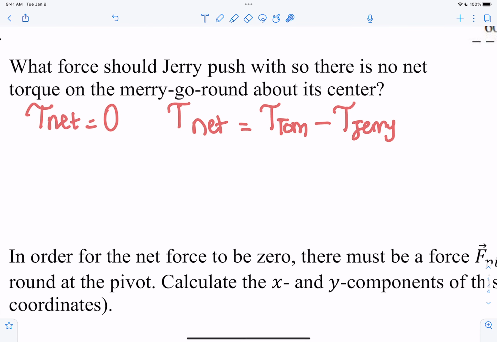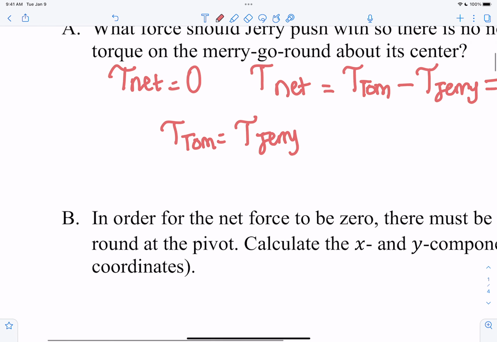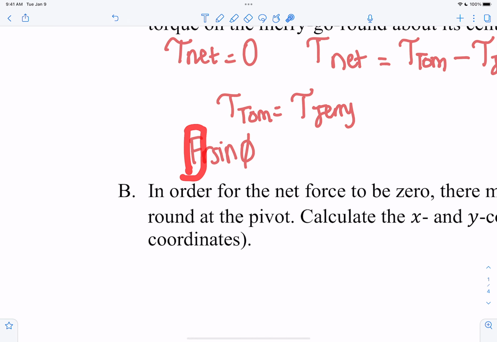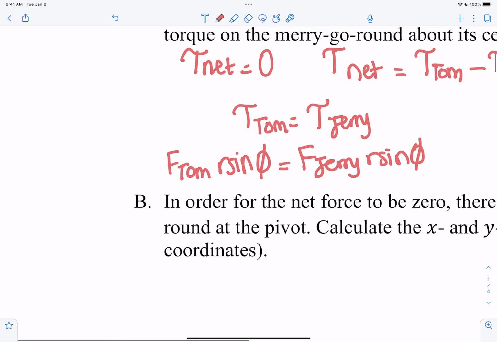T net is equal to T Tom minus T Jerry, right? And we already said that T net is equal to 0, so T Tom should equal T Jerry. We know the equation for torque is F R sine phi, not theta, phi. And this is force from Tom, by the way, so let me denote that real quick. F Tom R sine phi should equal F Jerry R sine phi, right?